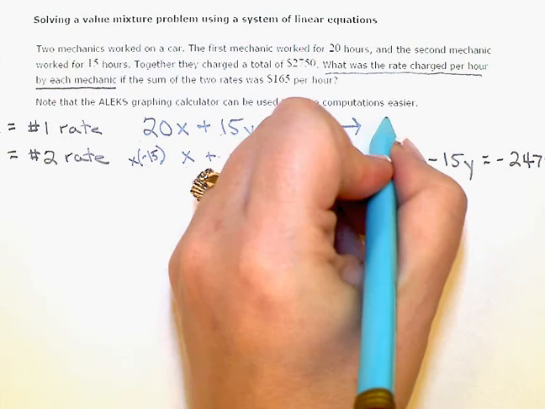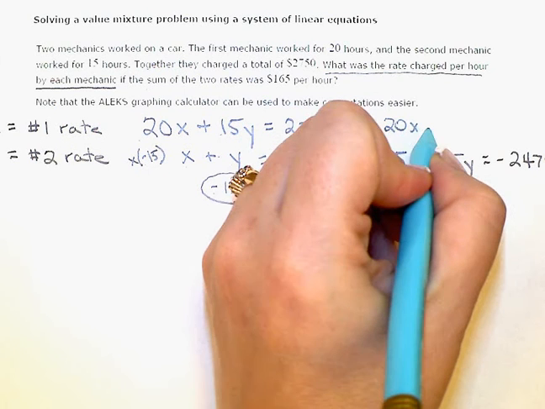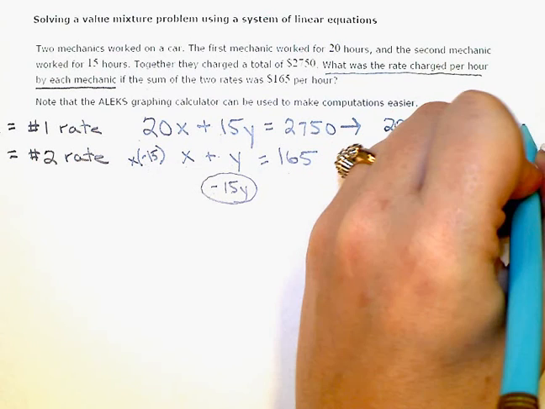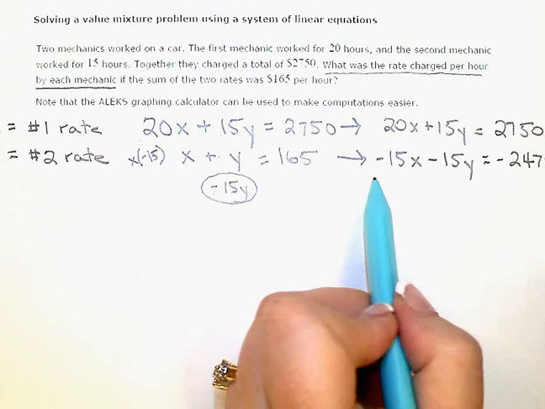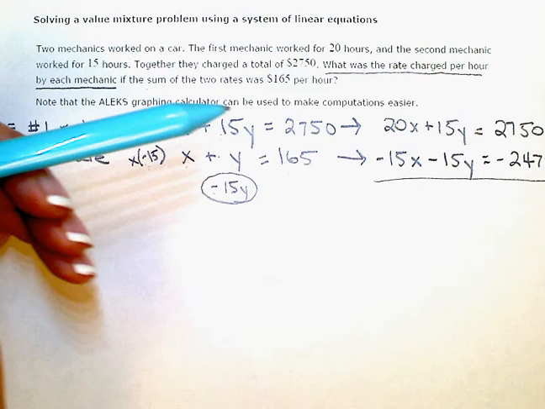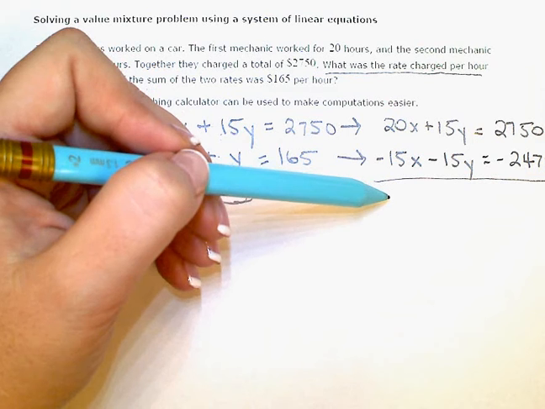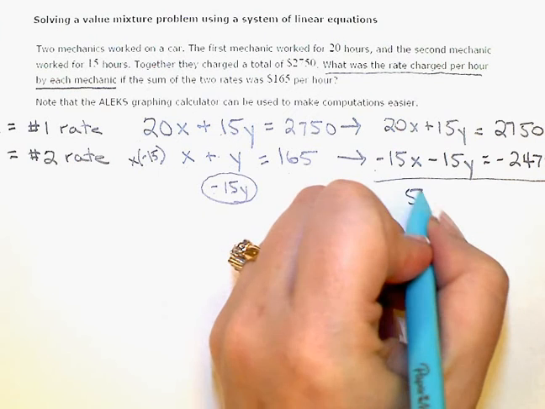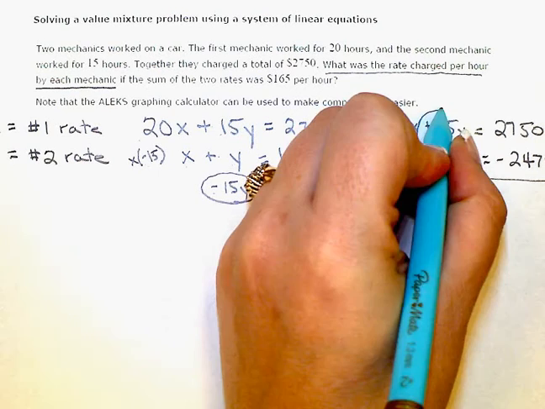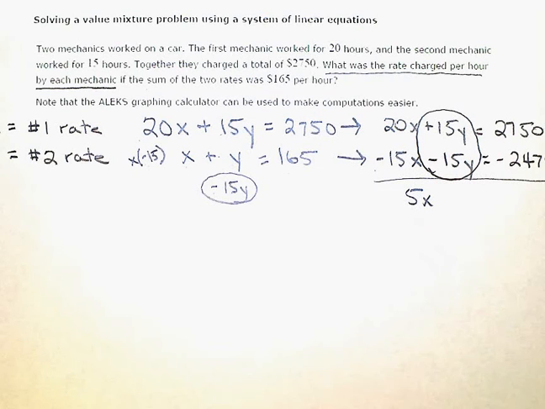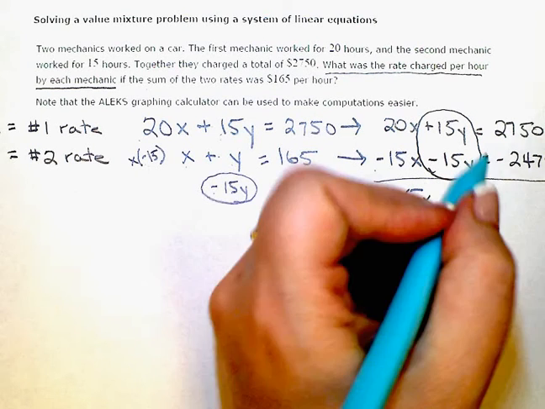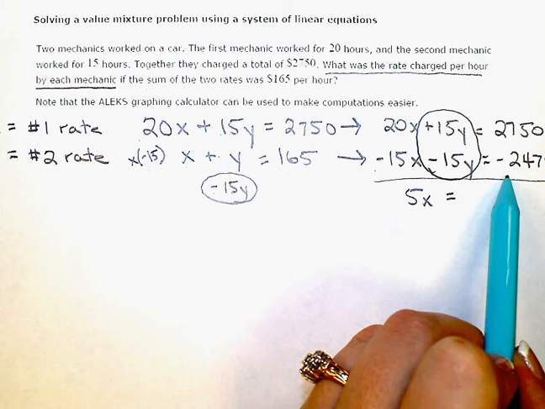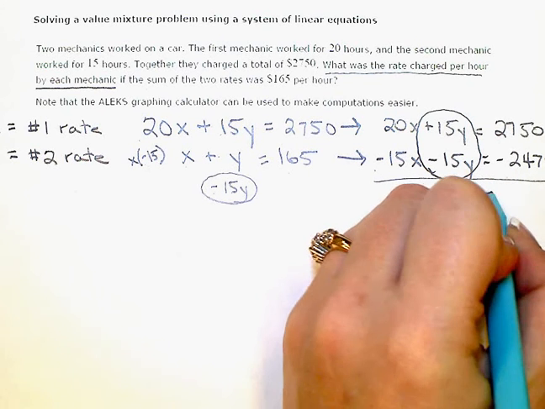Okay, now this top equation, I'm just going to copy it over above this one. So 20x plus 15y equals 2750. Okay, now I'm going to just use column addition and combine my like terms here just straight down. So 20x minus 15x leaves me with 5x. These two terms eliminate, the plus 15y and minus 15y. And then for the constants, 2,750 minus 2,475 equals 275.